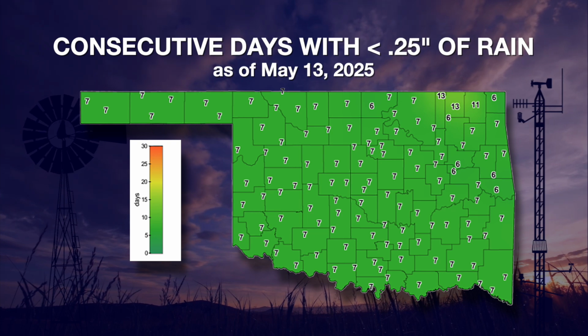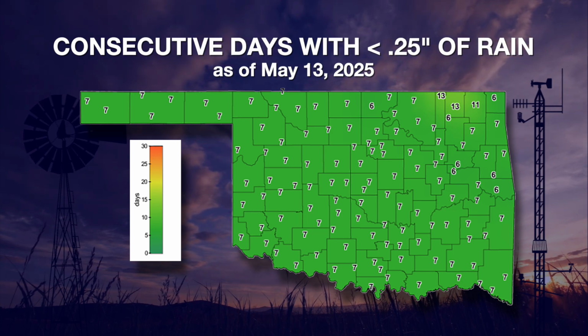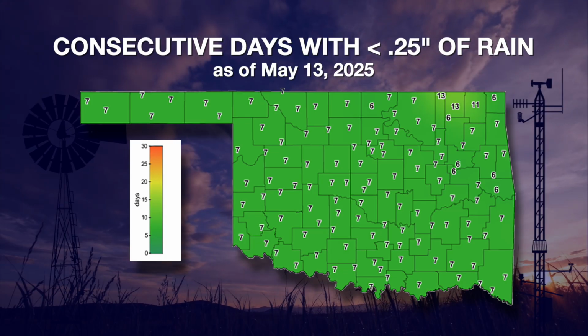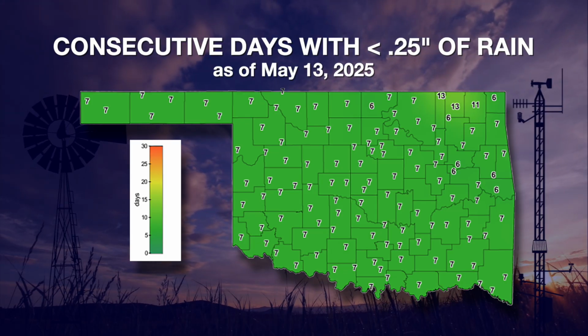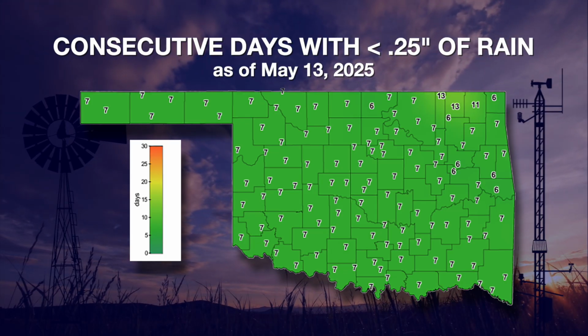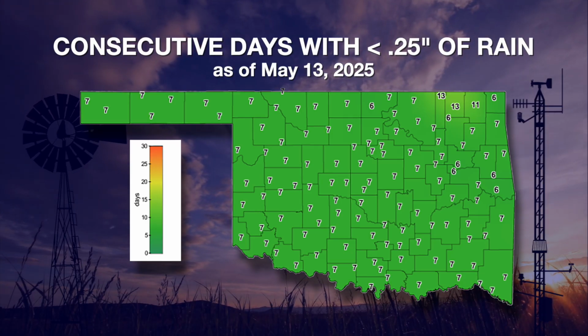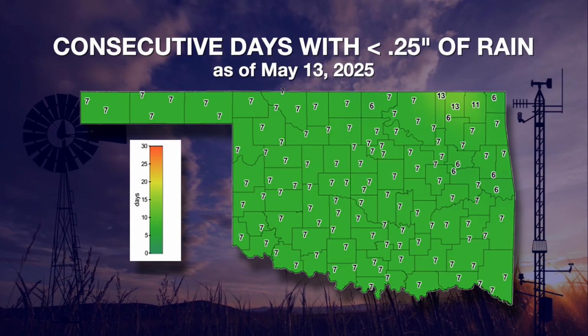But for west Oklahoma, where the forecast isn't so great, we're liable to see this continue. So at least with this map of days across the Mesonet without a quarter inch of rainfall in a single day, we are up a week and more. So we definitely need some rain again.